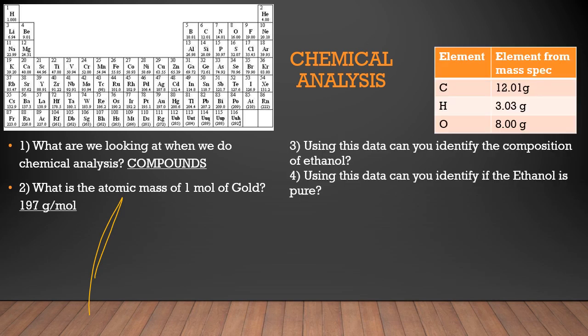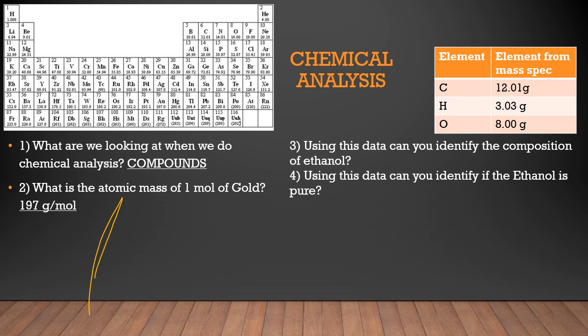Using this data, can you identify the composition of ethanol? Well, let's figure it out. We are given these elements using these numbers up at the top. We're going to do the work like they did in the video. So this data tells us how much carbon came out, hydrogen, and oxygen.